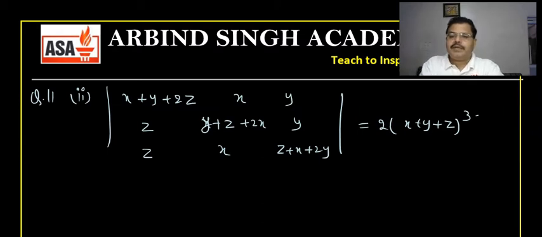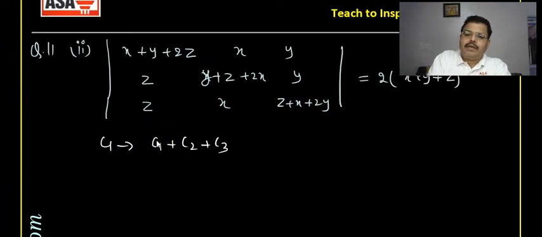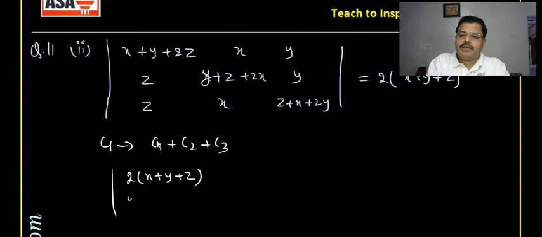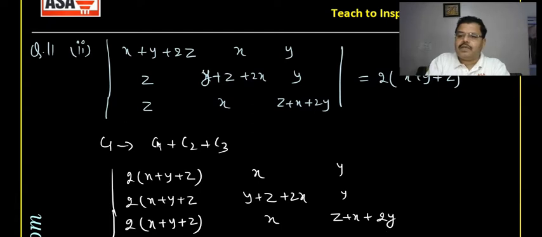So we will have to write like this. So how can you get it? If I add them, then that will be 2x and 2y and 2z is already there. So we can proceed like C1 plus C2 plus C3, and then what will happen? C1 will be 2 times of x plus y plus z, 2 times of x plus y plus z, and 2 times of x plus y plus z. That will be this, and here it will be x, y plus z plus 2x, x, y, and z plus x plus y, z, 2y.